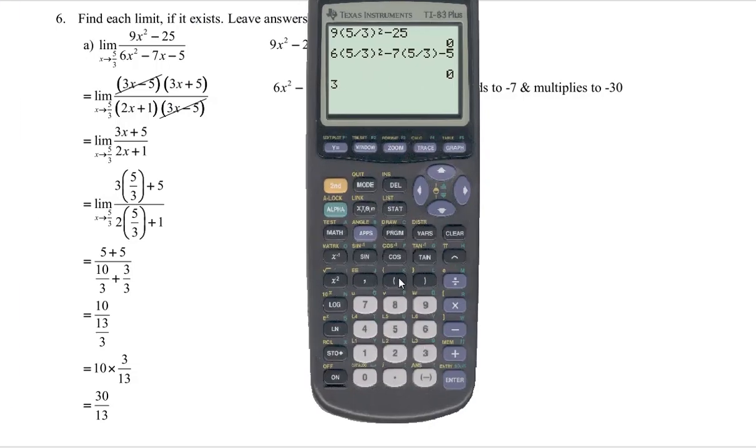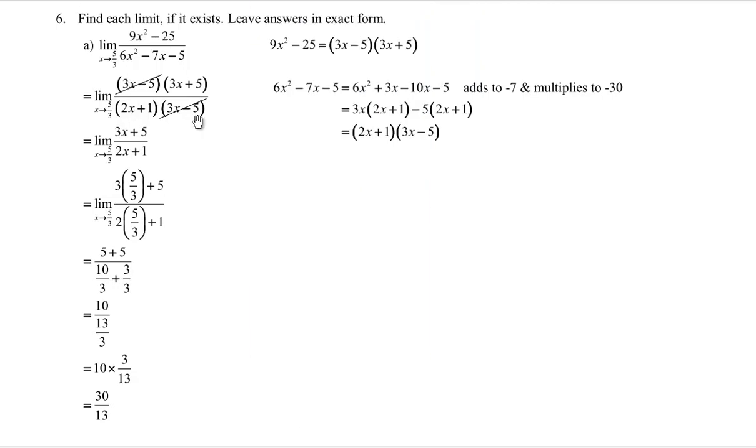If I put 5/3 in place of x here, that's the part that's making the 0 on top and bottom up here. Once we divide those out, we get 3x plus 5 on top and 2x plus 1 on the bottom, and neither of these is 0, so we can now evaluate the limit.